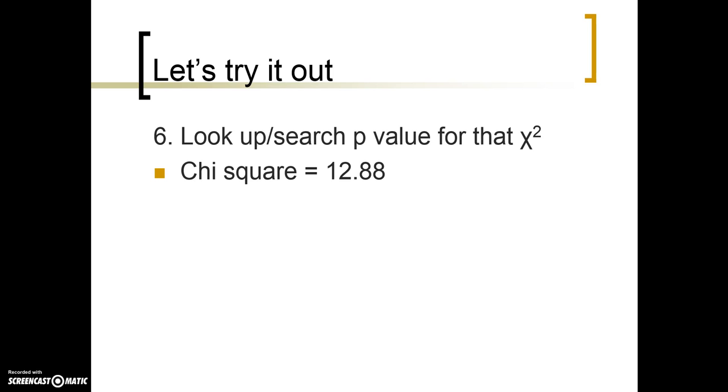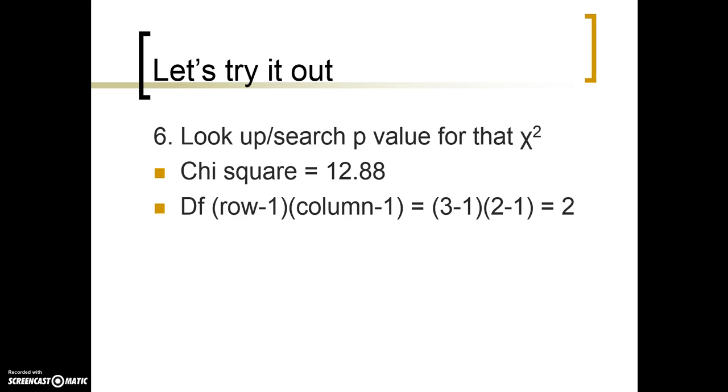So we have a chi-square. We need to figure out the degrees of freedom because we want to estimate the p-value. So number of rows minus 1. So we had 3 rows minus 1 times the number of columns. We had 2 columns minus 1. So 3 minus 1, 2 times 2 minus 1, 1. Our degrees of freedom is 2.